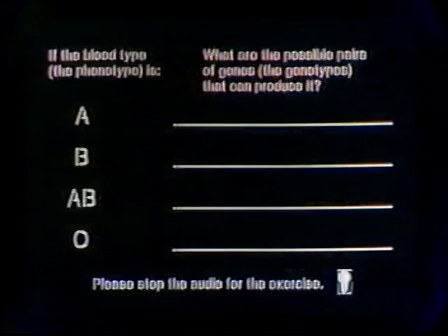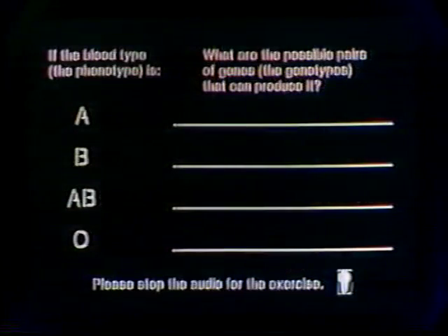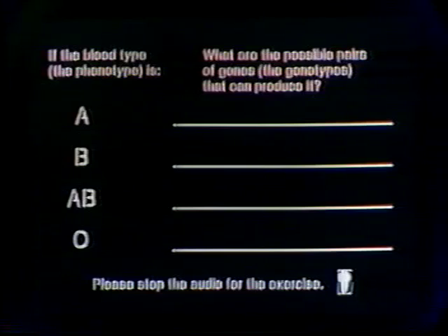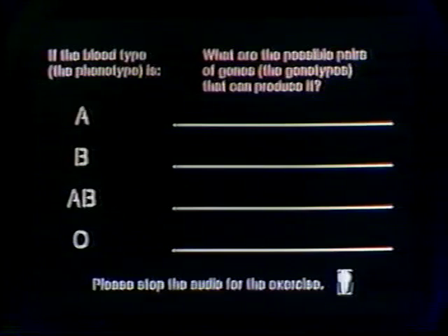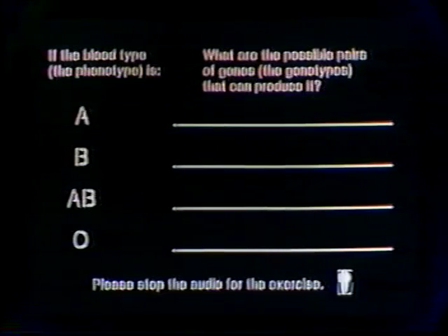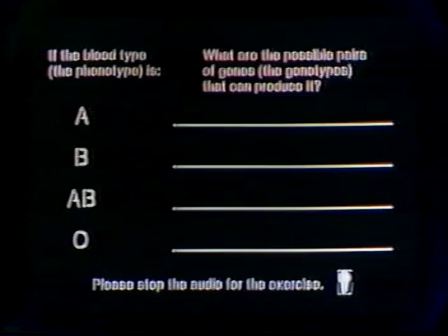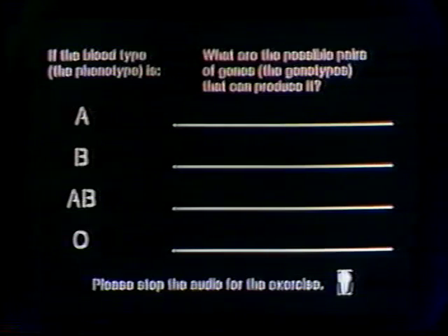Try the following review exercise. If the blood type, that is the phenotype, is A, B, AB, or O, what are the possible pairs of genes, that is the genotypes, that can produce it? Please stop the audio if you wish to do the exercise.